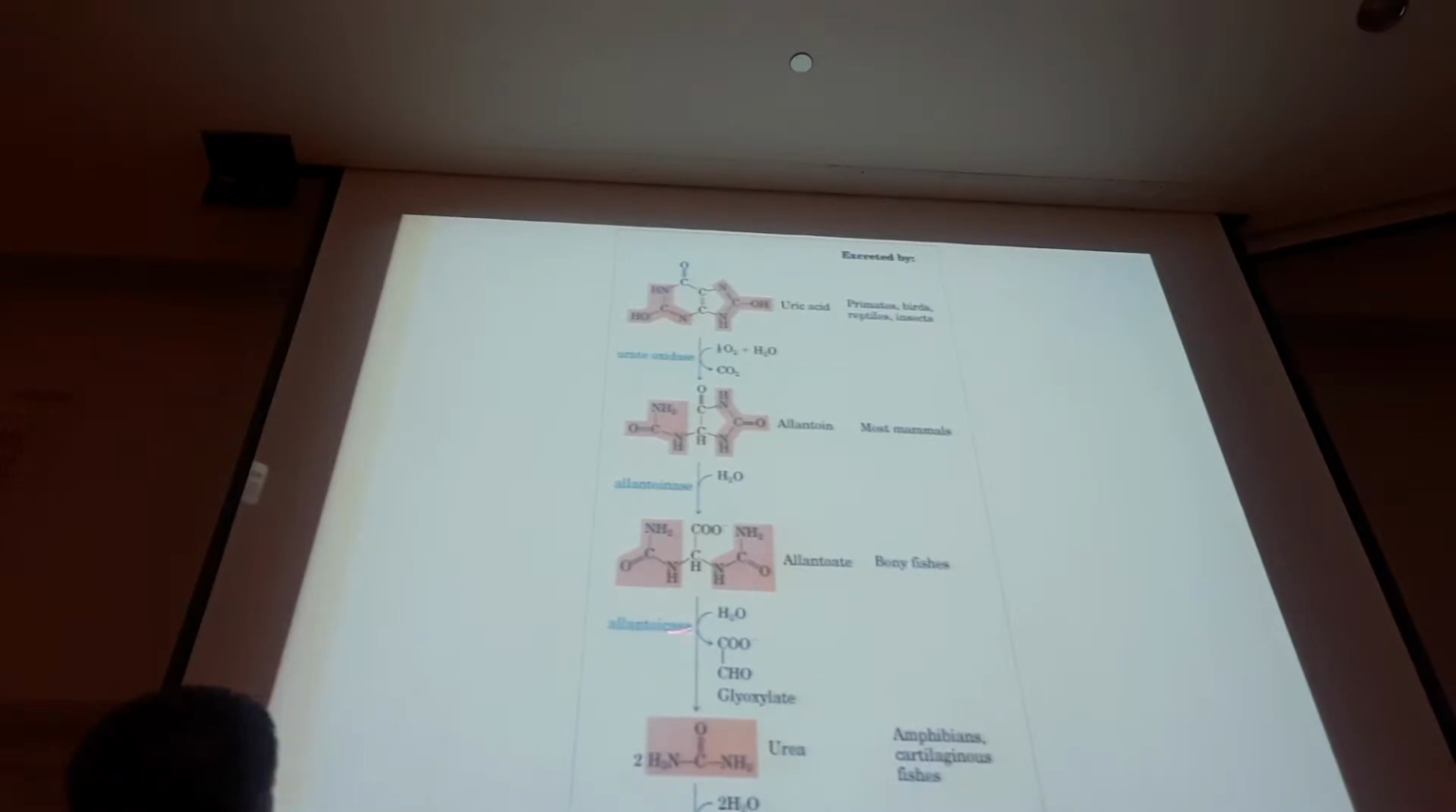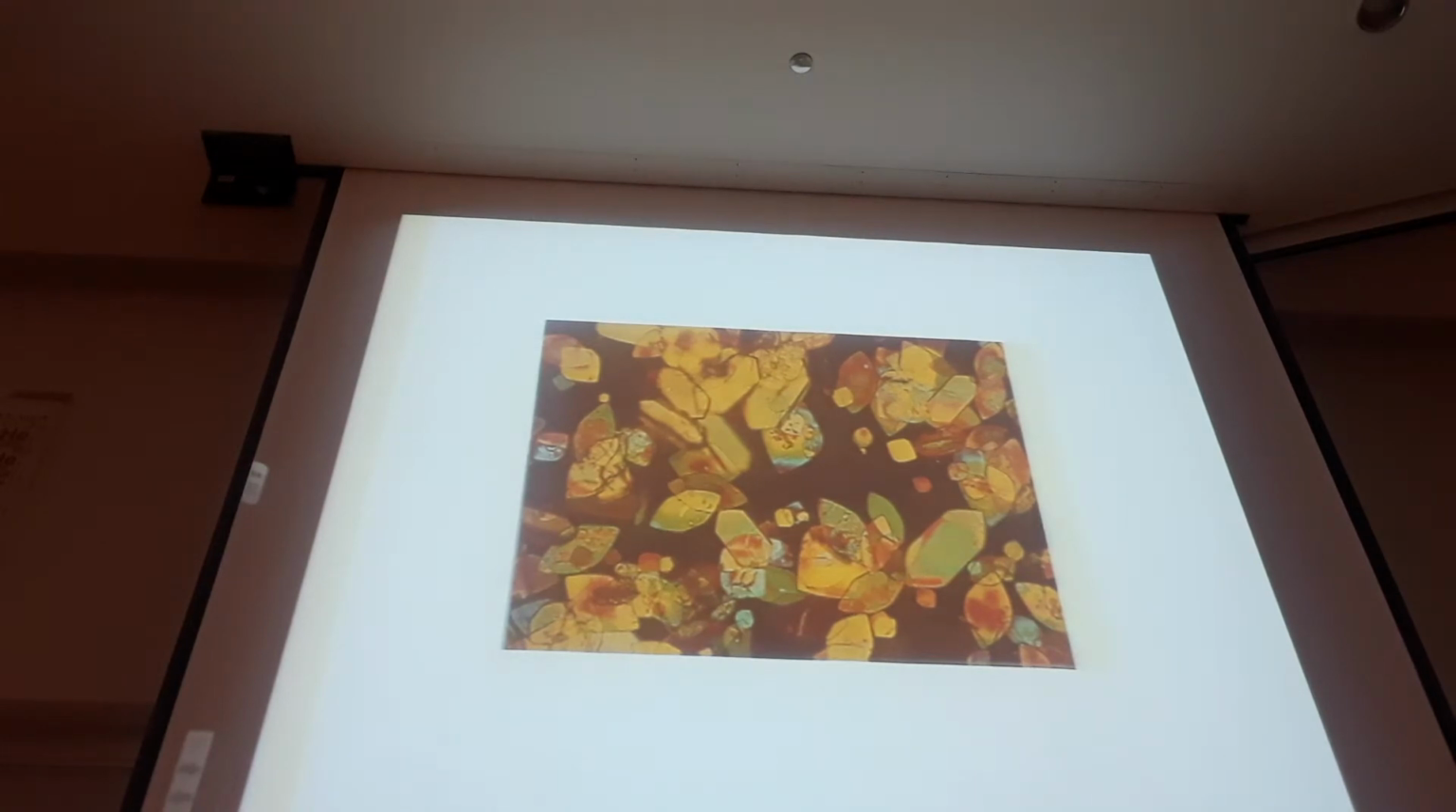And then another hydrolysis here can release glyoxylate and produce urea, which can be produced in amphibians and cartilaginous fish. Okay, and then urea can further be converted by urease to carbon dioxide and ammonia in, as I said, marine invertebrates. And all these reactions going down from uric acid to ammonia require water, and we don't do that. However, there's a problem because uric acid isn't particularly water soluble.